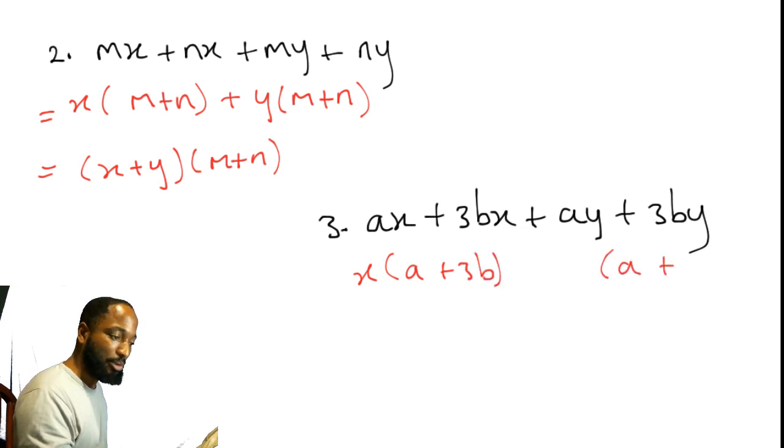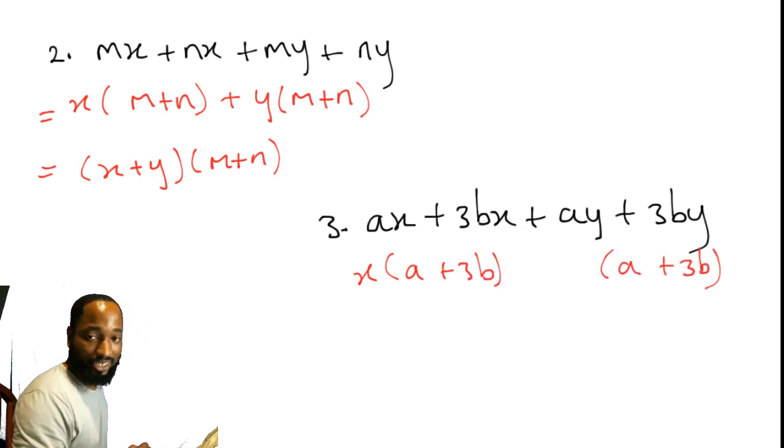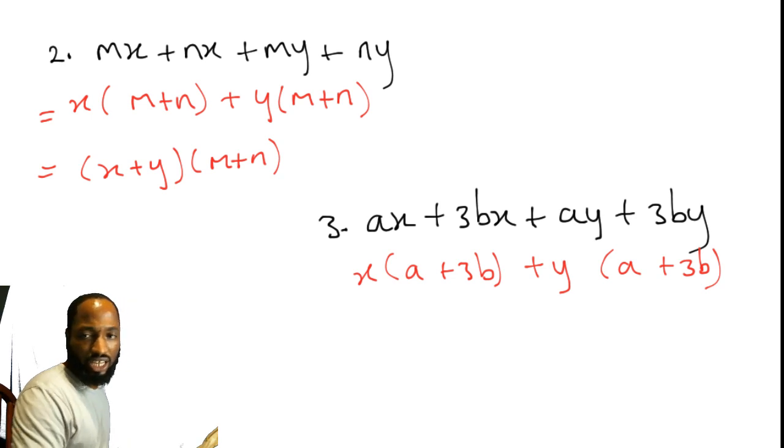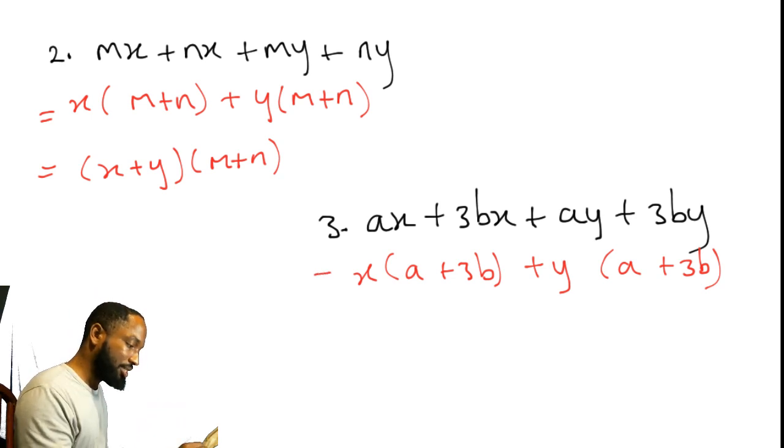So I could comfortably put back a plus 3b here one time, since it must be the same. And just verify that y would give me that. Yep, so that's how I do it, to check up on it. And now this is x plus y and a plus 3b.